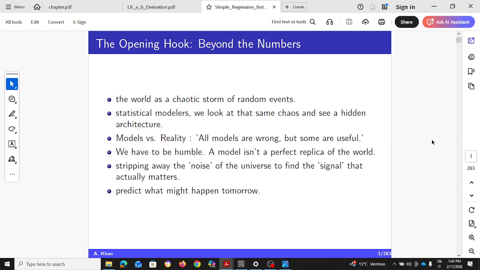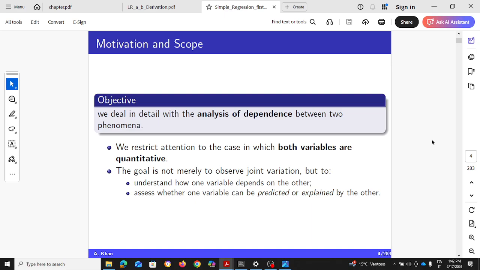So for example, in a regression model, the main idea behind the regression model is to predict the future, to predict what can happen tomorrow, what can happen next week. Okay? So keeping this in mind, we go further deep in detail about every aspect of regression.